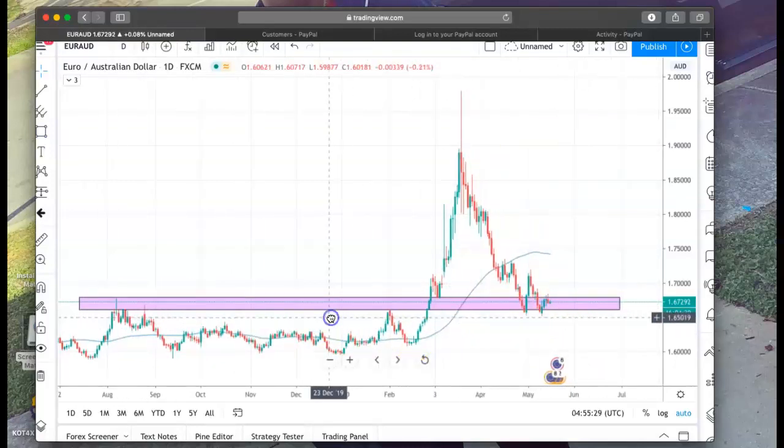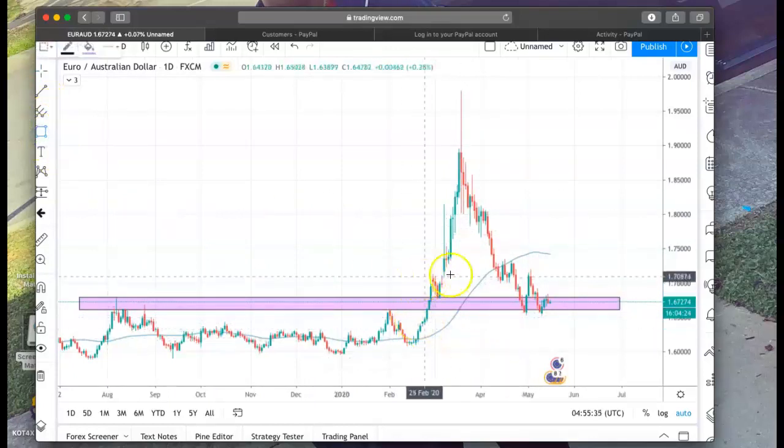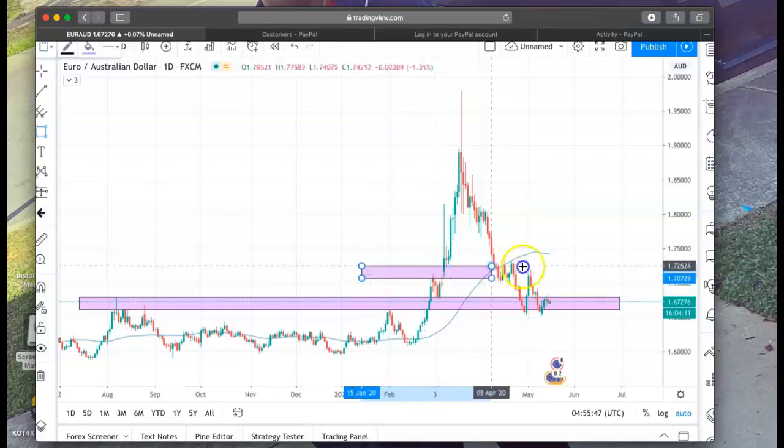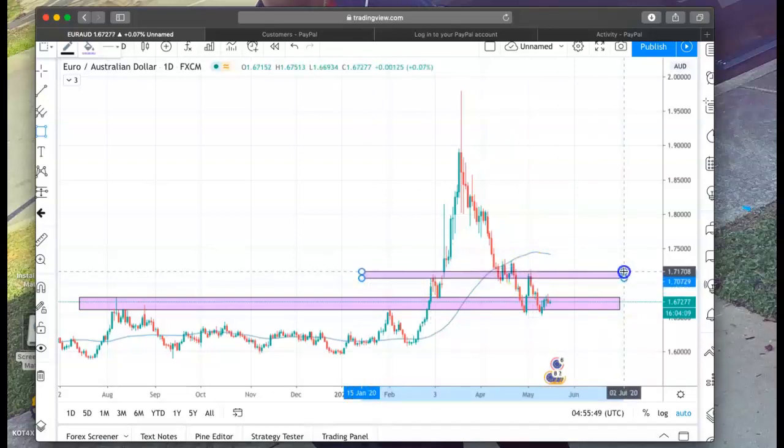So we found our support. Now it's time to find our resistance. So you can see we have rejection here. We have some wicks here, and we have a bunch of consolidation right here. We have rejection here. So I'm going to place another zone here. It's that simple on support and resistance.